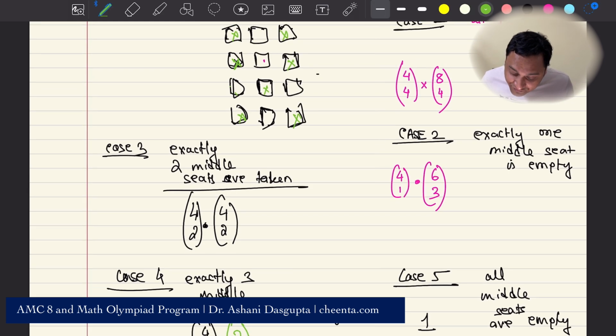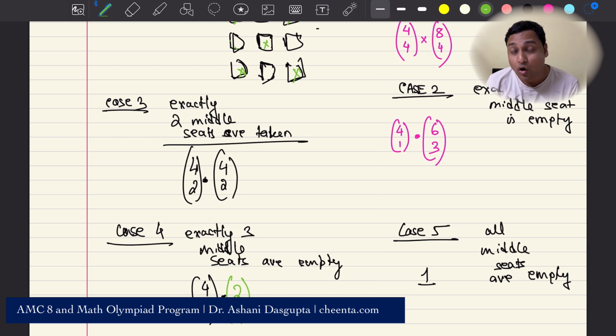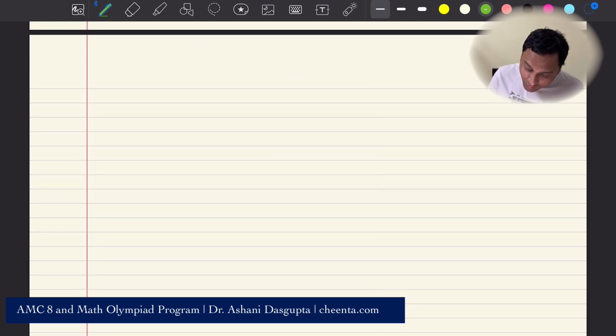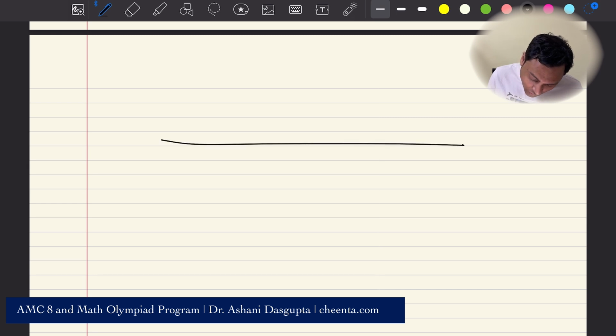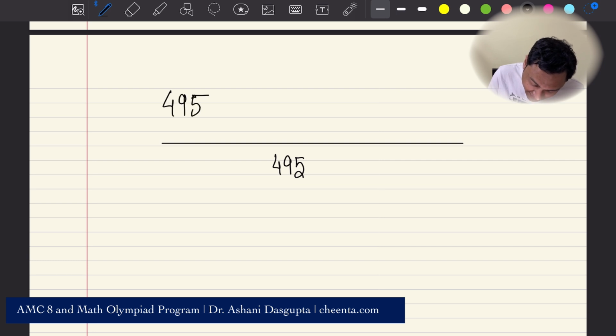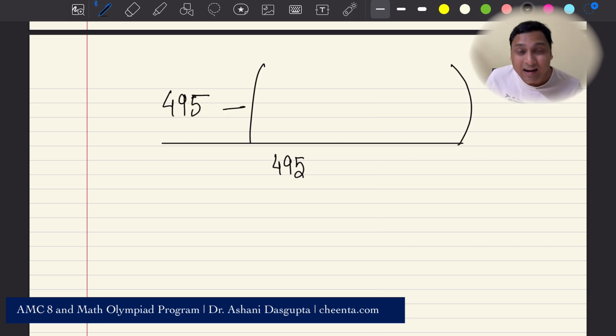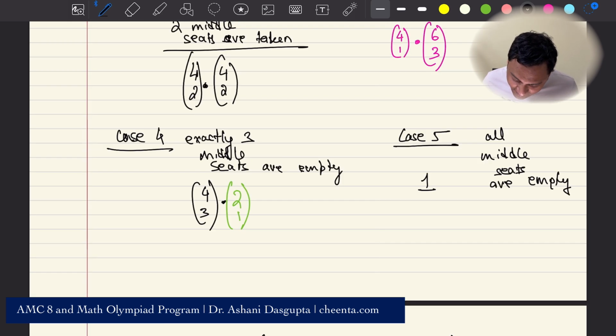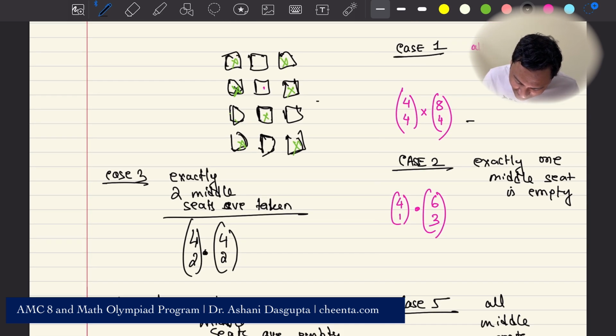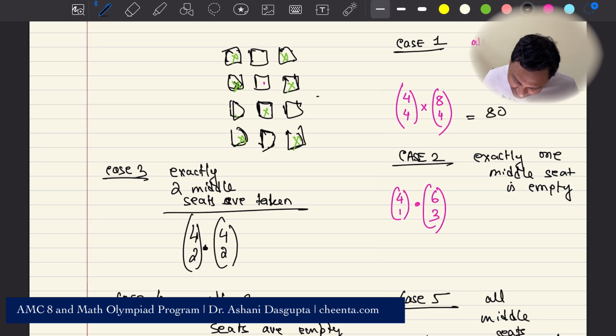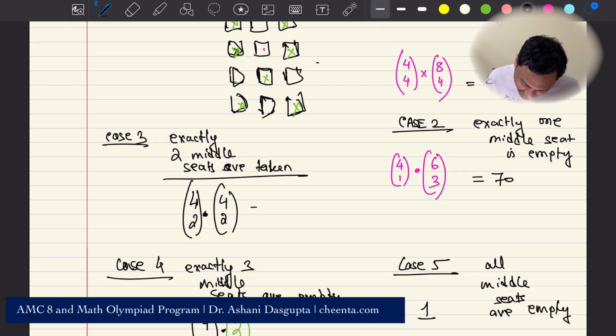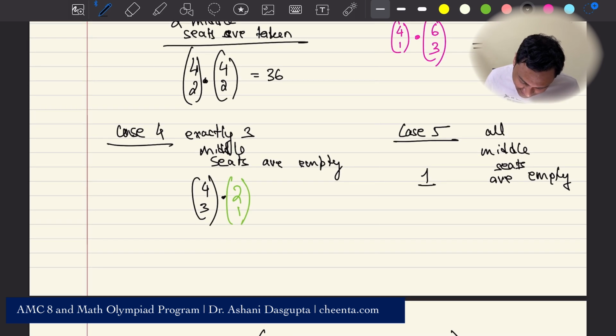So these 5 cases tell you all the number of ways the married couple cannot sit together. So what you can do is, you can now delete all the unfavorable cases from 495. So these are the numbers. This is, I think, 80. This is 70. This is 36. This is 8. This is 1.